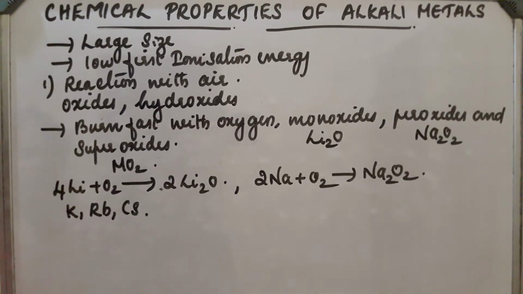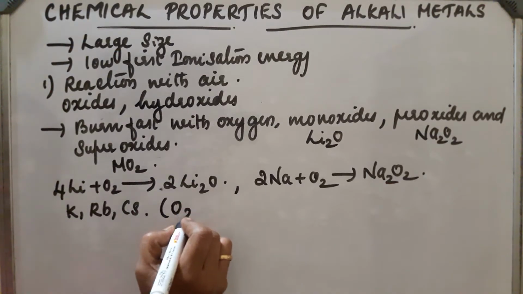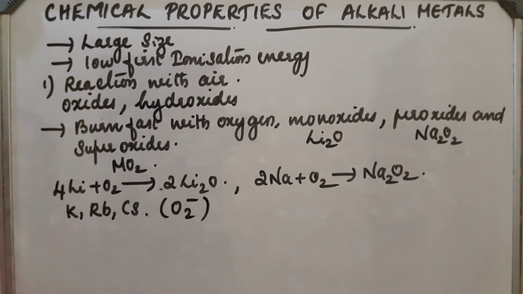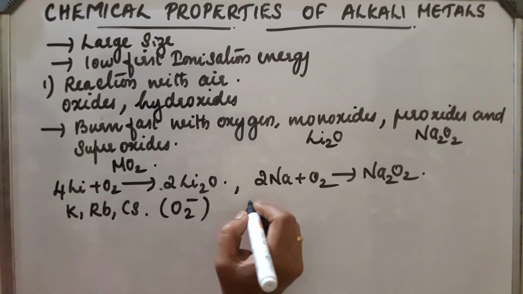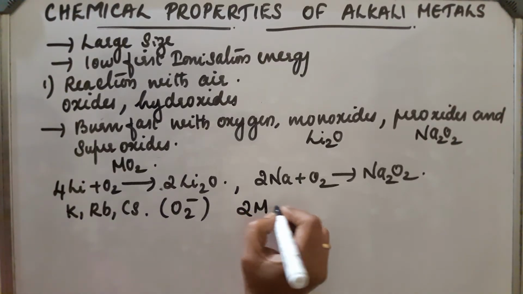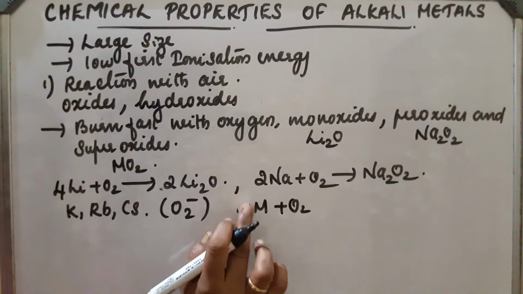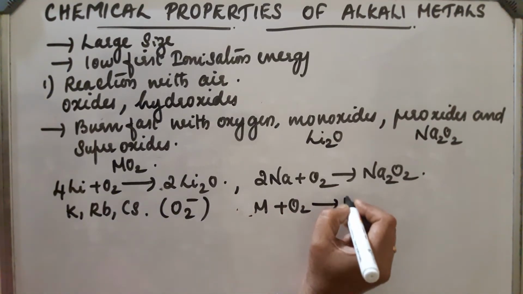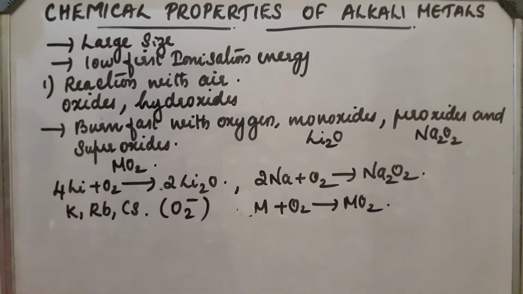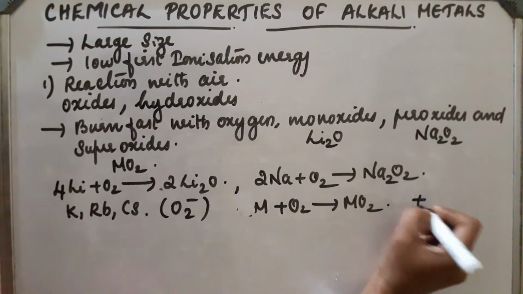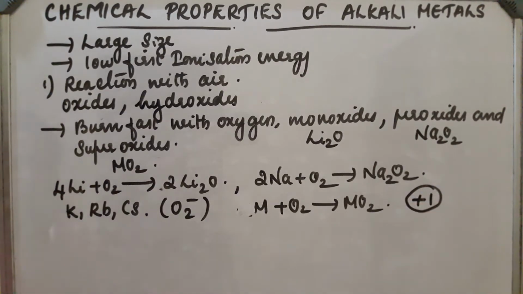These metals are large cations. Okay, so in the case of superoxide, there is the O2 minus ion. These O2 minus ions will be stable only in the presence of these large cations. So they form superoxide, and the reaction will be M plus O2 gives MO2. Superoxide is obtained. Okay, so these are the reactions with oxygen. And in all these cases their oxidation state is +1.